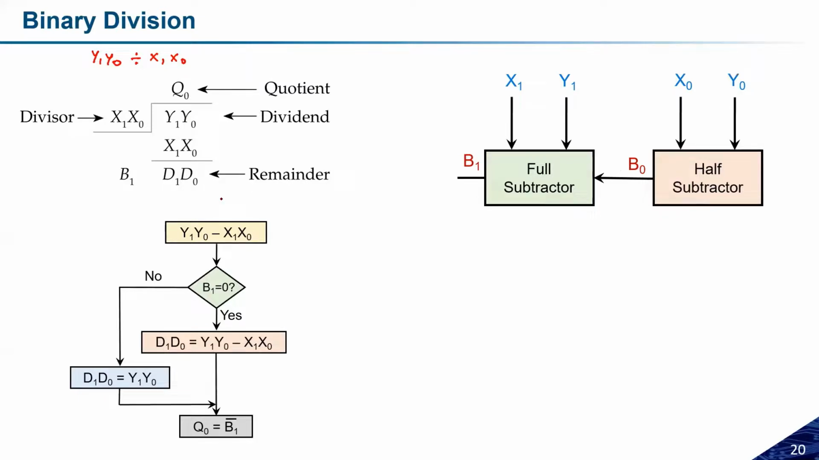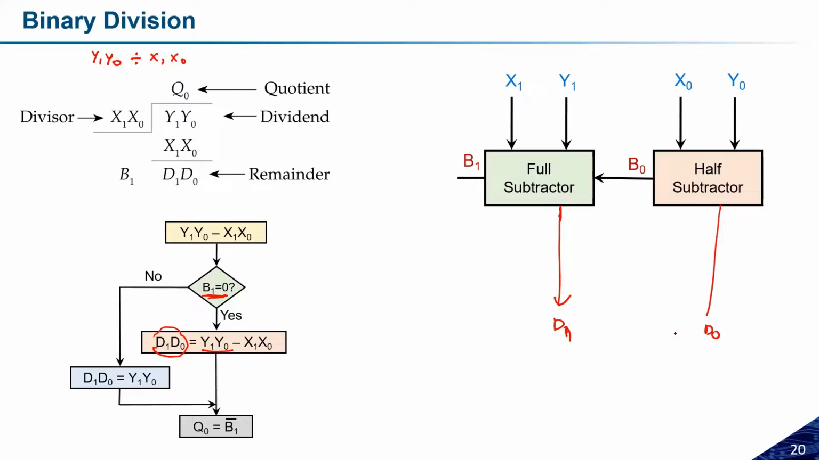Now once we are ready with this one, I need to check these two things. This condition needs to be checked. Let us assume b1 is equal to 0. So what is the difference? The difference is y1 minus y2, whatever difference we are getting, that must be passed to d. d1 and d0, whatever the difference we are getting, that should be passed immediately.